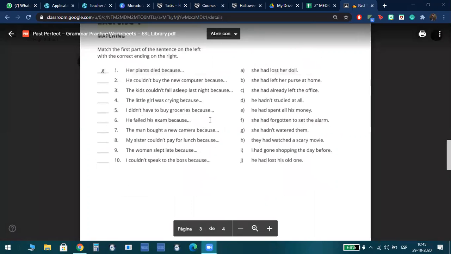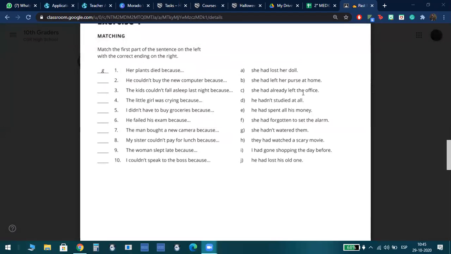So what we have is matching, okay? So we're going to do the matching because it's quite interesting how it works. So let's begin with Benjamin Peter on number 2. So he couldn't buy a new computer. What's the correct answer? Please put because he had spent all his money.